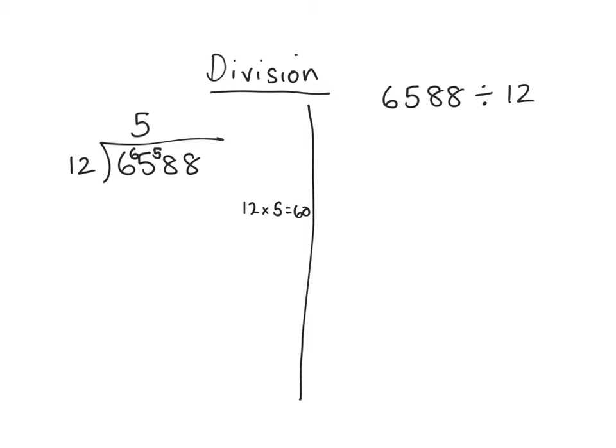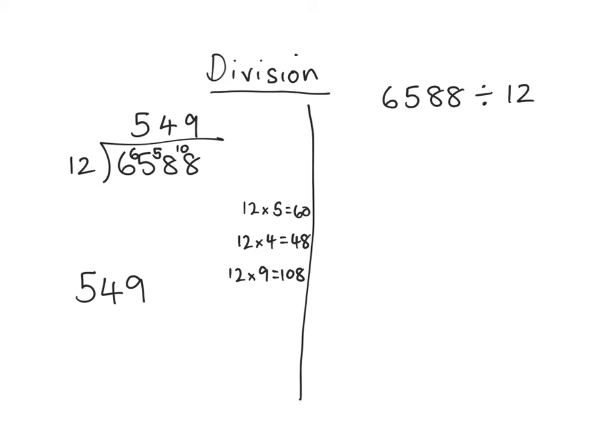How many 12s fit into 58? I know 12 times 4 is 48. So how many 12s fit into 58? That must be 4 with 10 left over. I know that 12 times 9 is 108. So how many 12s fit into 108? 9. So our answer is 549.